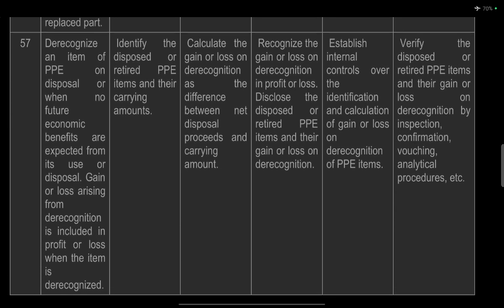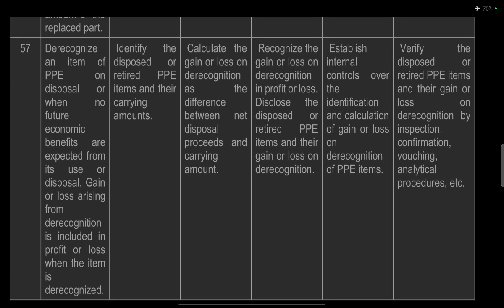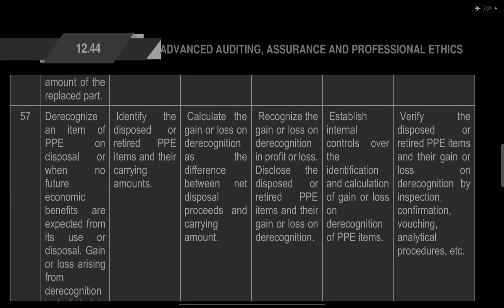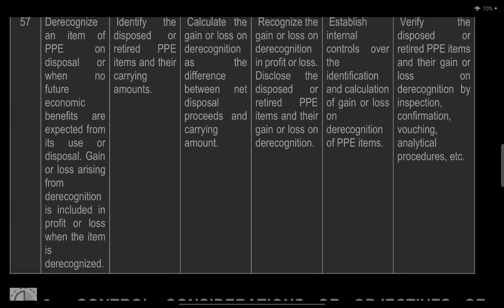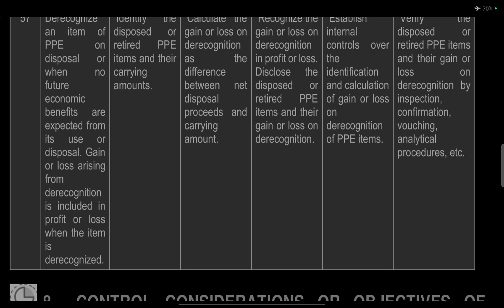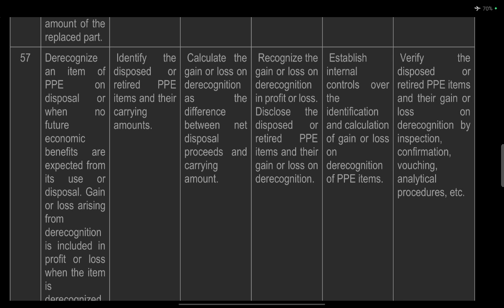Paragraph 51, derecognition accounting standard: derecognition of an item of PPE on disposal, or when no future economic benefits are expected from its use or disposal. Gain or loss arising from the derecognition is included in profit and loss when the item is derecognized.